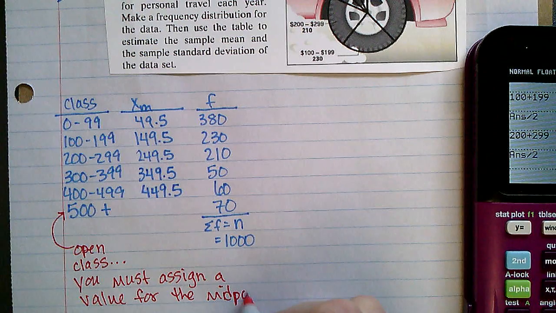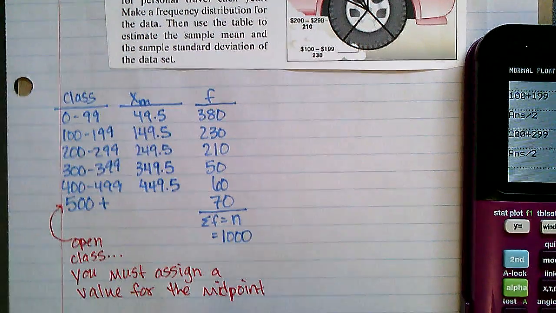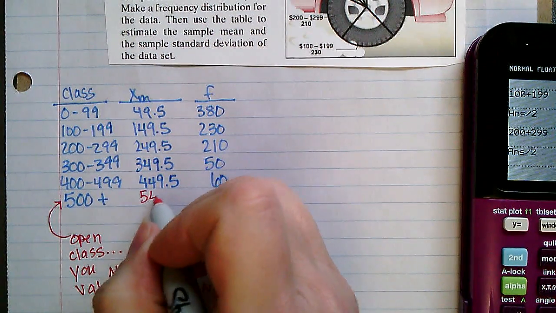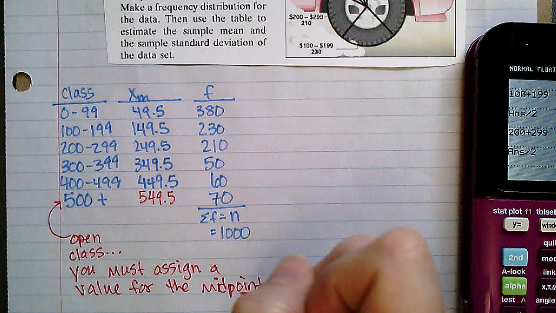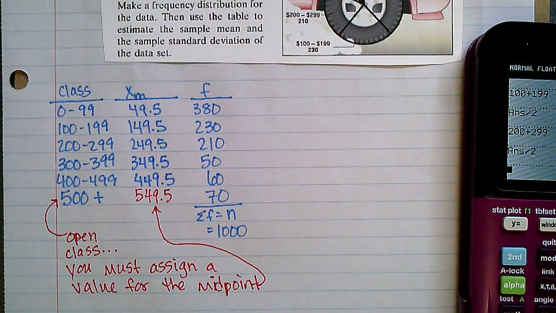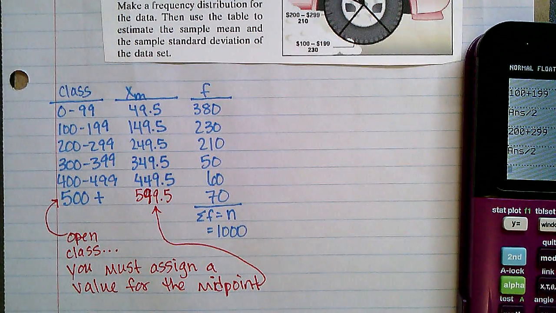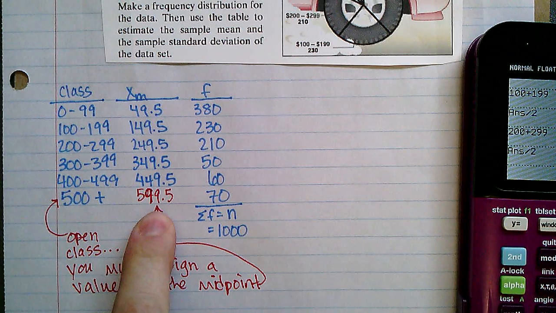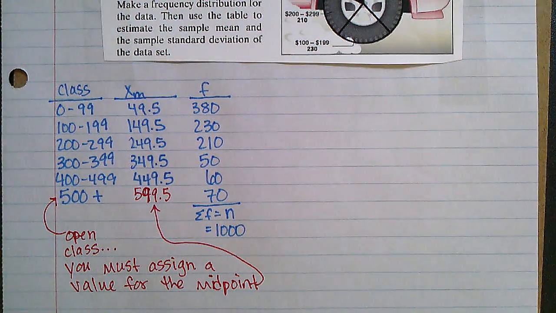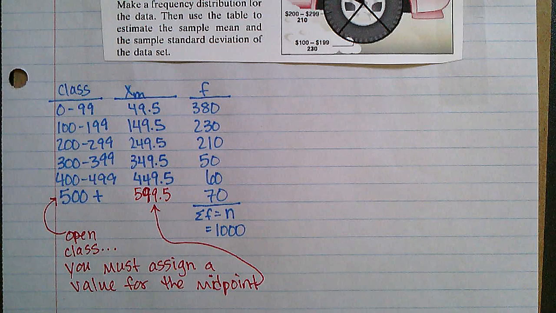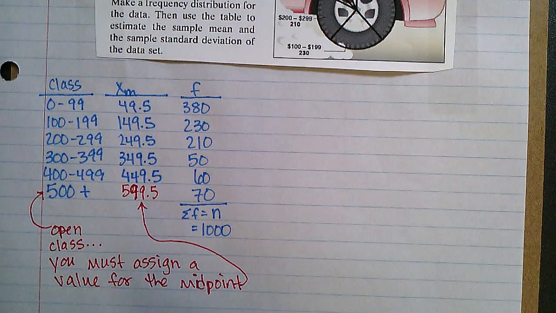A good rule of thumb, or what I'm going to follow at least, is to follow that same pattern. So I'll go with 549.5. Oh, actually, they wanted us to do 599.5 for some reason. Hopefully we won't come across any of those in the exercises. If you do, I'm hoping they'll tell you what to assign for that midpoint. If not, you and I will just have to figure it out together. But we're going to use 599.5 here.